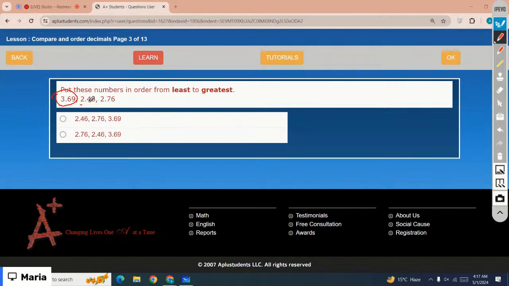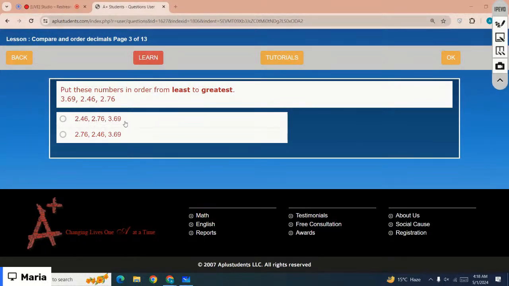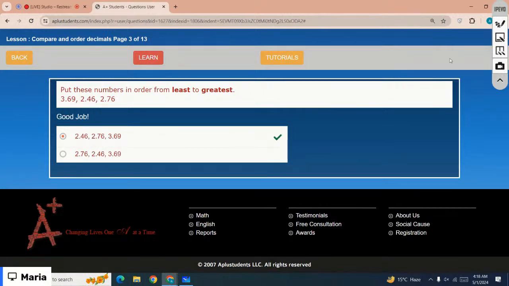Here you have 4 and here you have 7. So 4 is less than 7. That would be the least one. That is 2.46, 2.76, and 3.69, right? The correct option is option number 1, right? That is 2.46, 2.76, and 3.69. Got it?